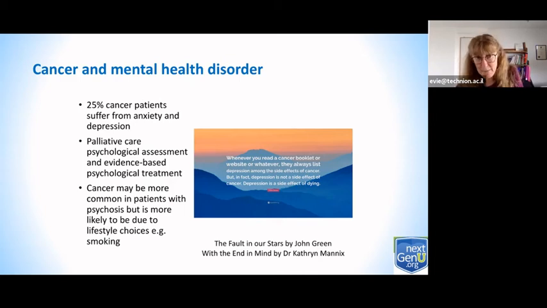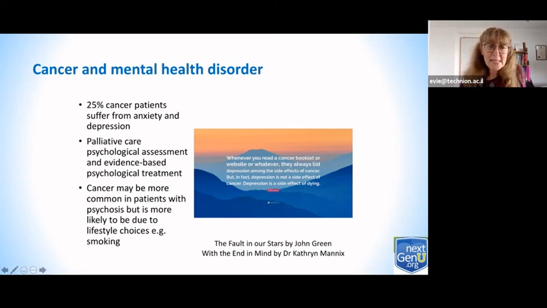And certainly palliative care, psychological assessment should be done whenever possible, and evidence-based psychological treatment can be extremely helpful. And there's another book I'd like to recommend to you called With the End in Mind by Dr. Catherine Mannix. Dr. Catherine Mannix is a palliative care consultant in the UK. She's written this wonderful book about palliative care and patients who she's looked after over the years. And she explains how she uses actually cognitive behaviour therapy in palliative care with great success. So just well worth going to try and get that book.